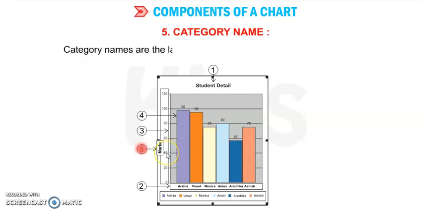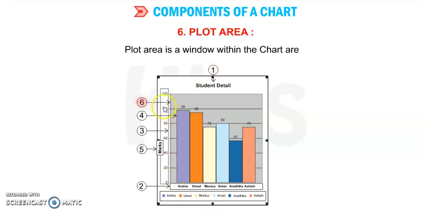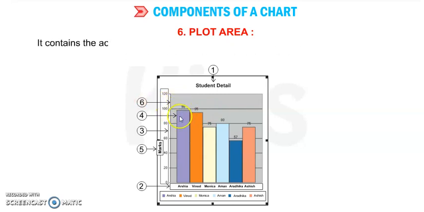Next, number 5 is category name. Okay, we can give the category names here. These are like marks written here. Category names are the labels which are displayed on the X or Y axis. Next is the plot area. You can see this is the plot area.